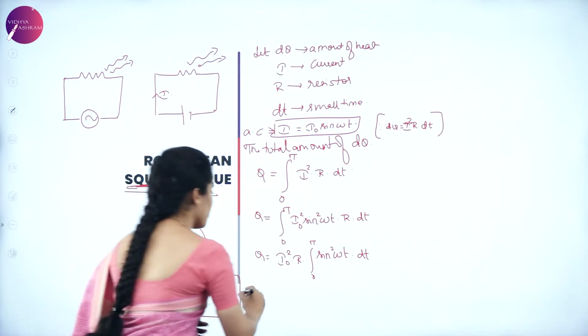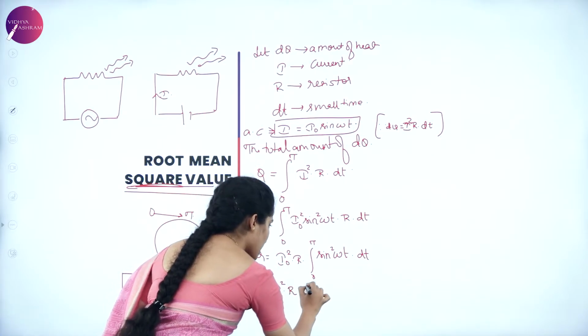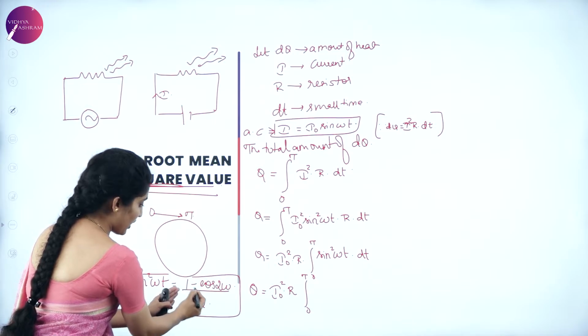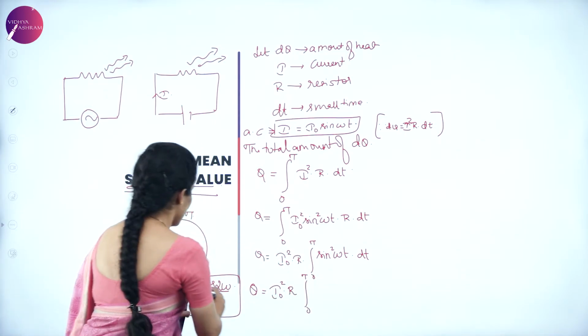This is one set of formulas. So Q is equal to I naught square into R, integral from 0 to T. You just take 1 divided by 2 as 1. You just split the integral part.